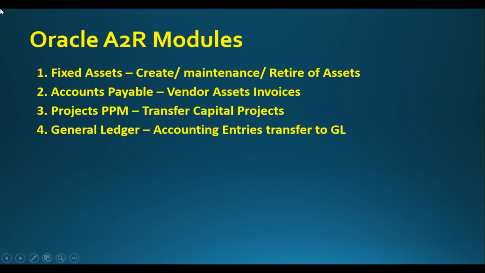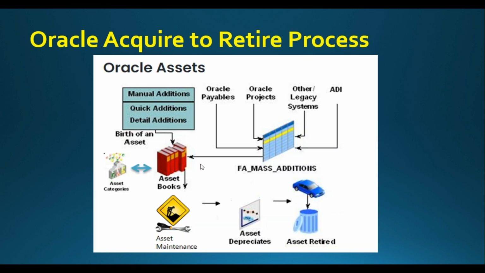Okay, and finally, what you do is basically the accounting entry: you transfer from the fixed assets to the GL. Apart from fixed assets, like all these accounts payable, projects and other modules, we transfer the journal entries to the GL. Okay, so this is just an overall picture of how the acquire to retire process works.